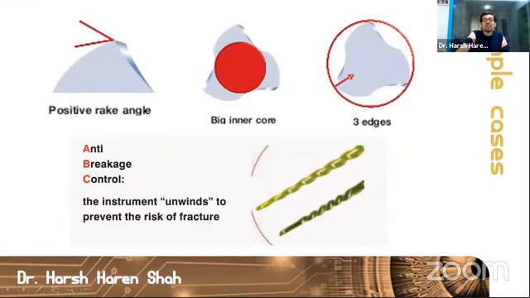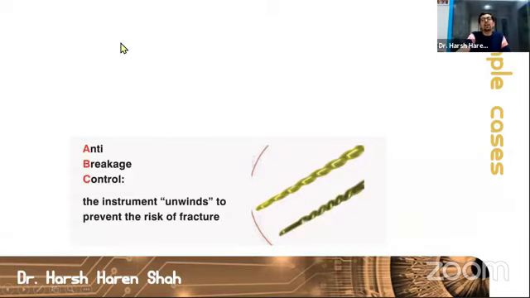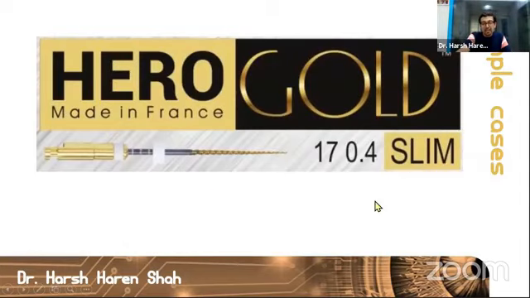The features of this file are, it has something called anti-breakage control. What it does is, if you force the file inside, the flutes of the file get unwound, they open up. The file does not break that easily, the flutes unwind. Another thing is it has a big core in the center, so chances of separation are absolutely reduced. It has 3 cutting edges, and this is the cross section of the file. And this file has a positive rake angle, so the cutting efficiency is superb. So if you were to use something like a 1704 Hero Gold file, your glide path preparation becomes further simplified in simple cases. After this, you could move to your 4% or 6% rotary instruments directly.